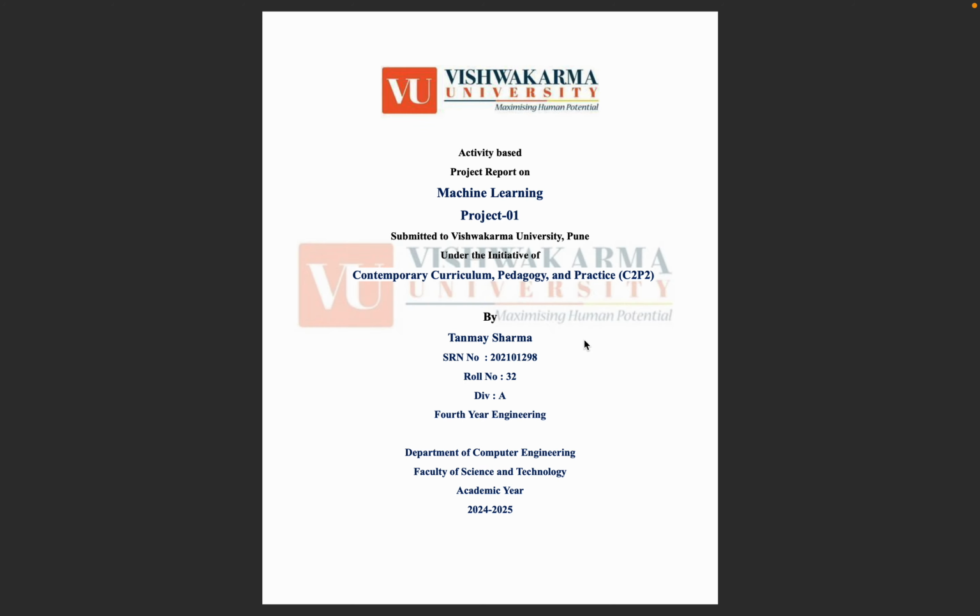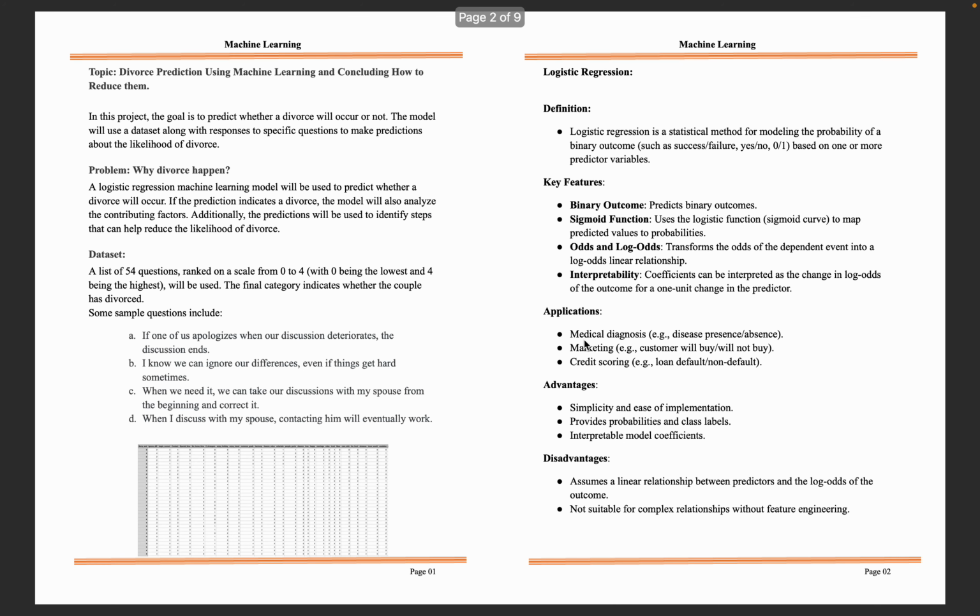So my topic is divorce prediction using machine learning and concluding how to reduce them. The problem is why divorce happens. Generally it is due to miscommunication and a lack of better understanding between the couples.